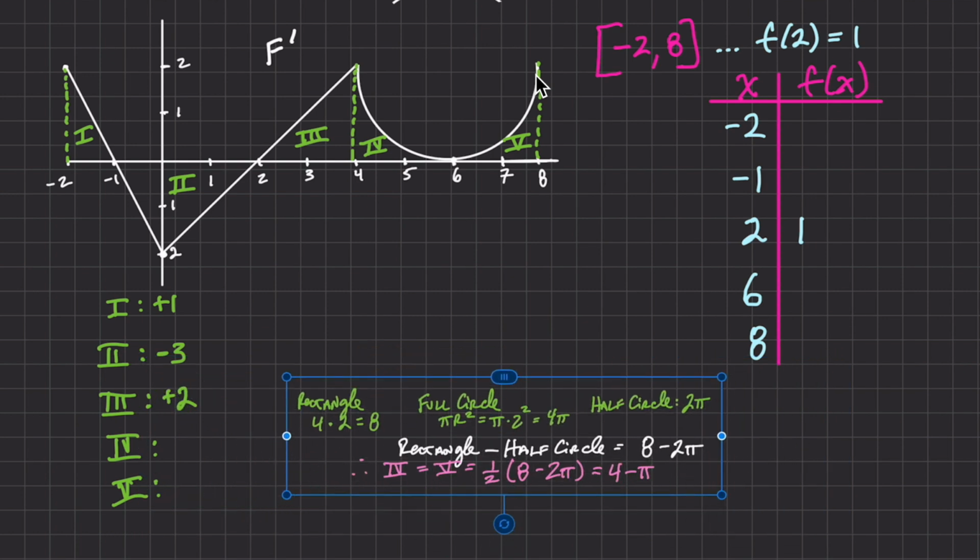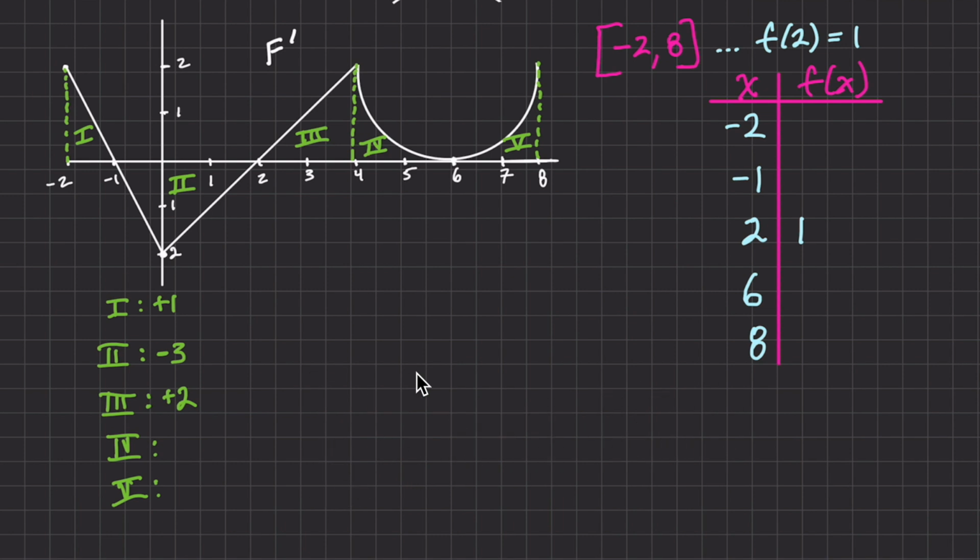We have the rectangle area is 4 times 2, or 8. The full circle, pi r squared, would be 4 pi. We only have half a circle, which is 2 pi. So the rectangle minus the semicircle is 8 minus 2 pi, and then these regions are symmetric. So we just take half of 8 minus 2 pi, or 4 minus pi for both of them. Okay, let's enter 4 minus pi for the areas of those two sections, and they're both positive because they're above the x-axis.